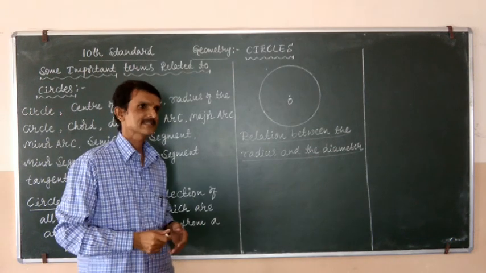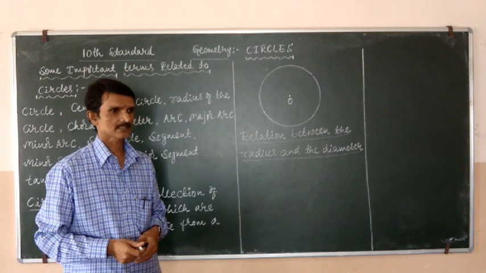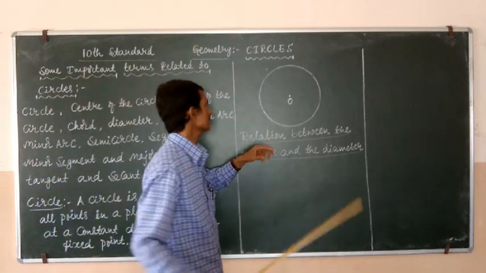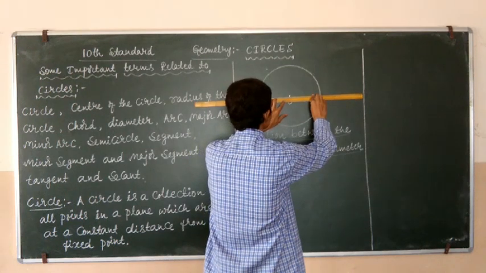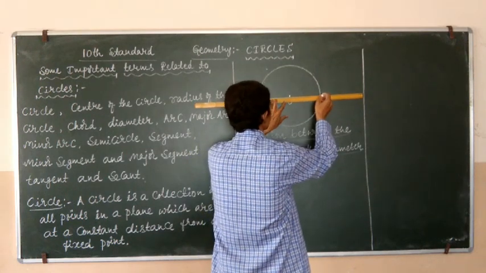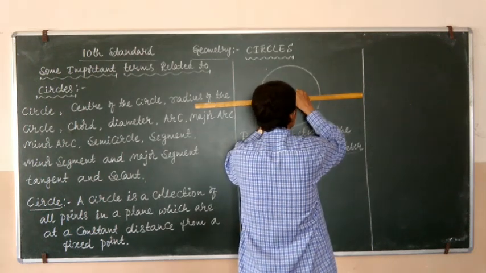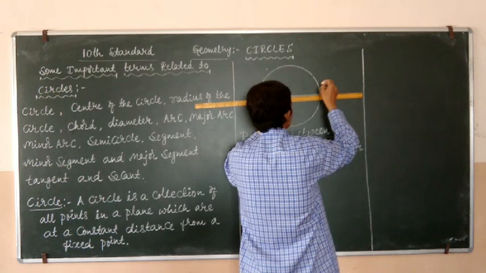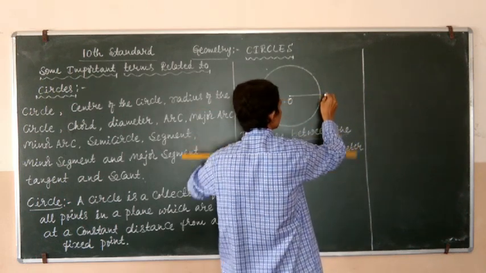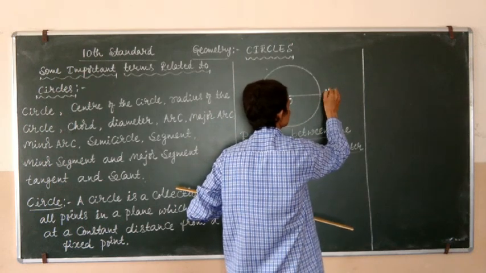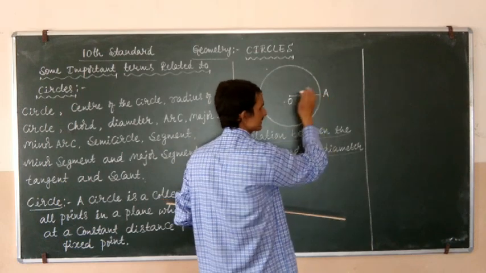Students, now we shall see the relationship between the radius and the diameter of a circle. So in the figure, you already know what the radius is and what the diameter is. The line segment which joins the center of the circle and a point on the circumference of the circle is called the radius. Here, OA is called the radius.